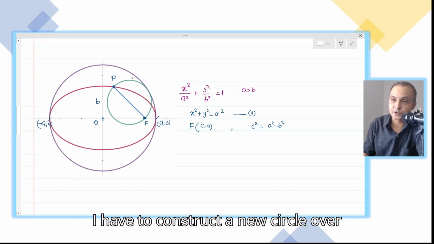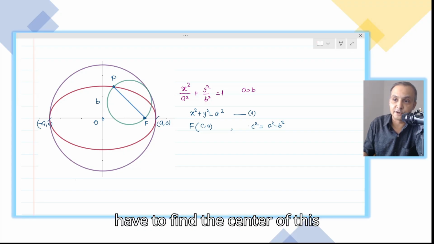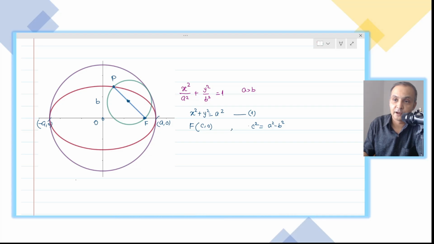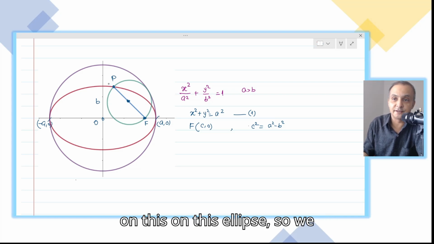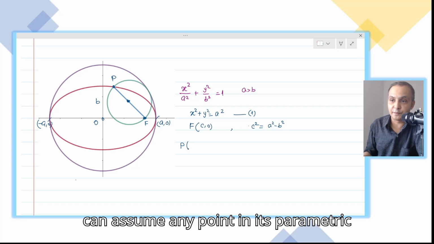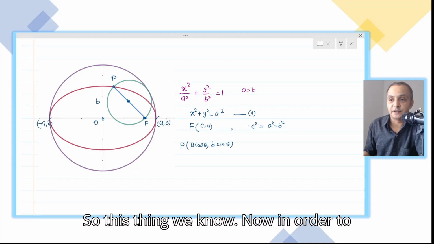So these are things we know actually. Now I have to construct a new circle over here. So what do we do? We have to find the center of this. And we know this F is c comma 0. We are taking any point on this ellipse, so we can assume any point in its parametric form as a cos theta comma b sin theta.